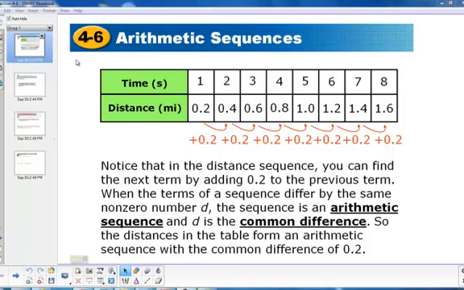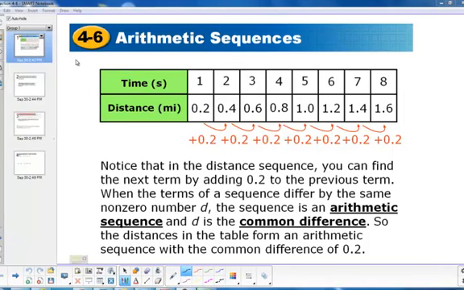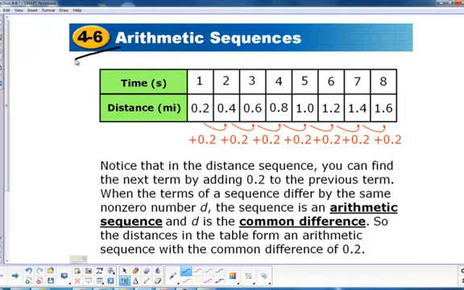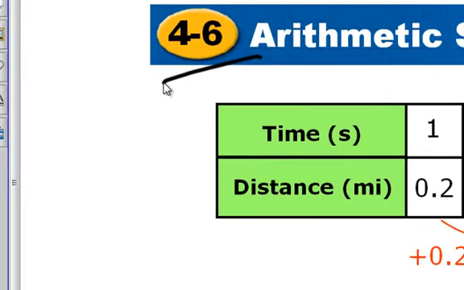All right, today's Chapter 4, Section 6. We're going to talk about arithmetic sequences, and that's when the common difference is the same. So it's pretty much the same exact thing as a linear equation. We're just going to write it using the first term instead of the zero term.